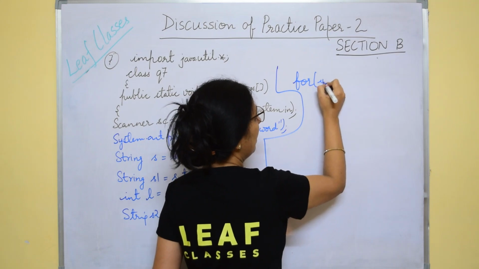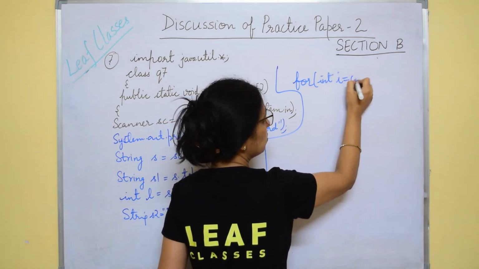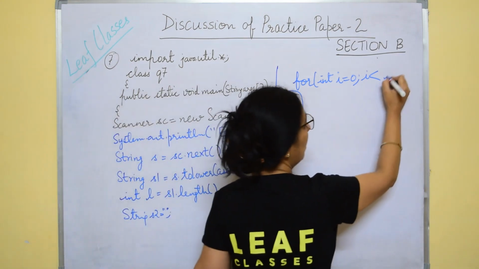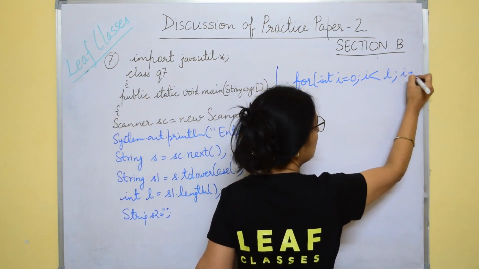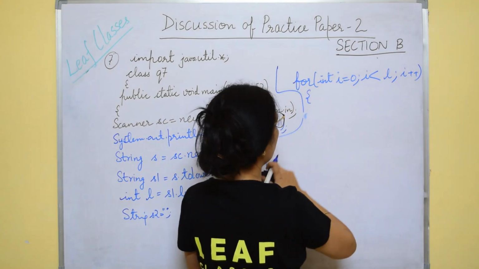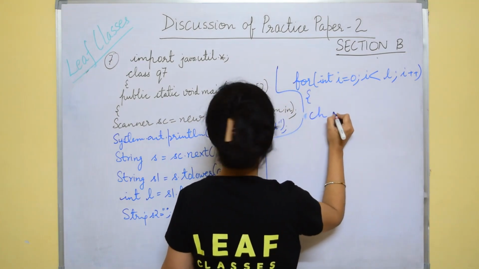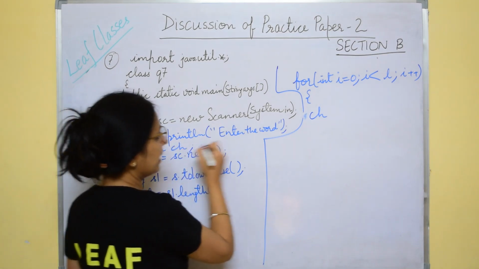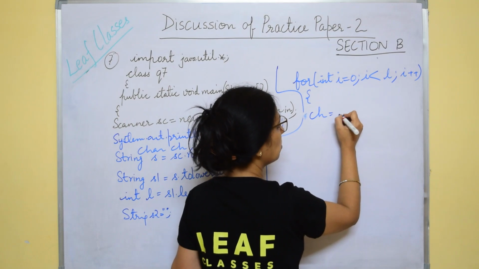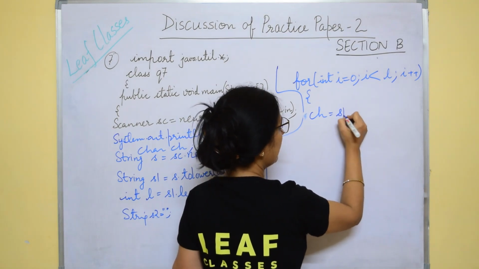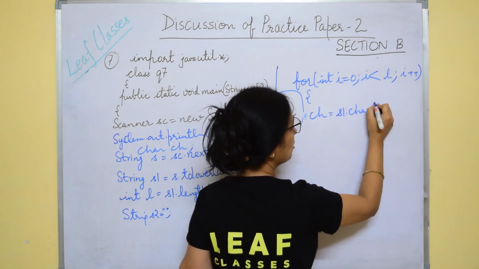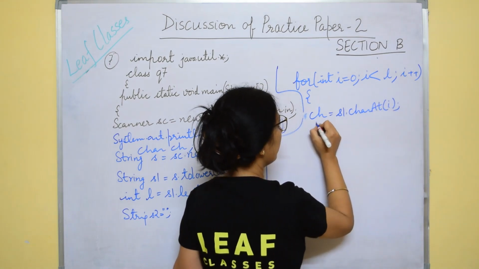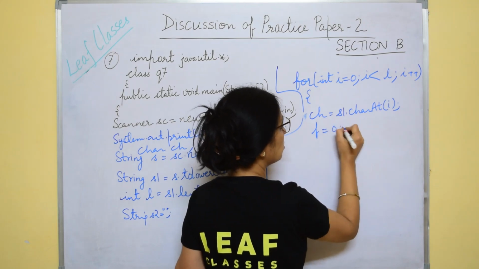For int i = 0; i < l; i++, and here now we'll extract the character in the ch variable. Here we can declare char ch, and here ch = s1.charAt(i), and we take a flag = 0.